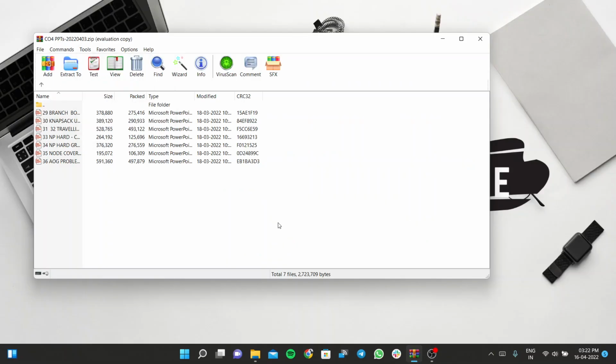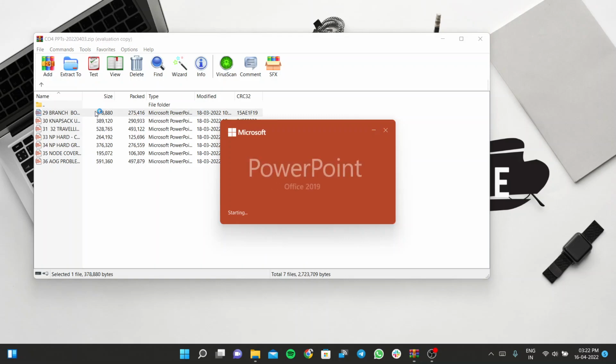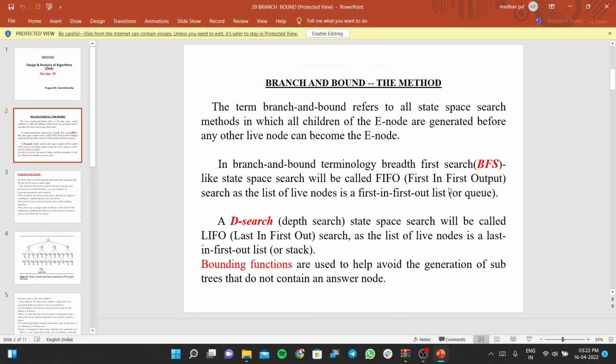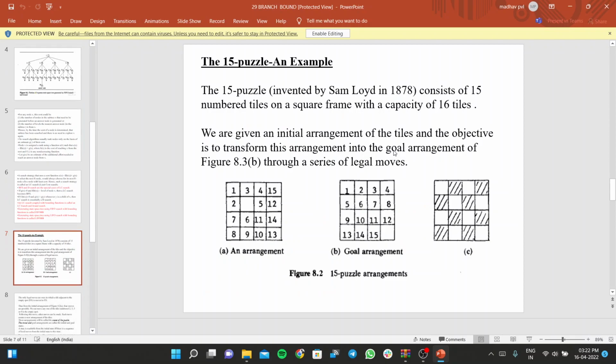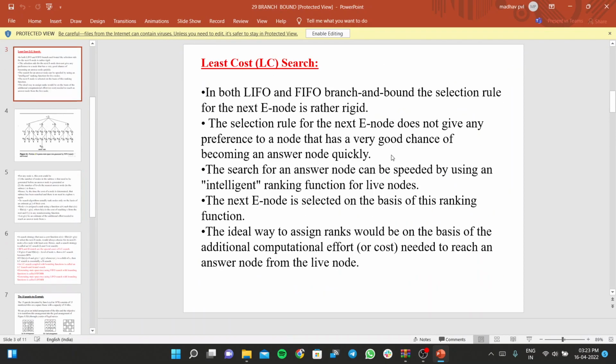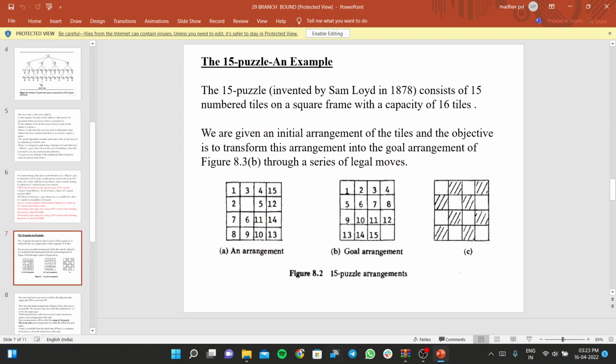Okay, now let us see CO4. CO4's first question is the branch and bound method. I think branch and bound is very familiar to everyone. In branch and bound, basically they will give this 15 puzzle example. I think this doesn't come in exams, but it is okay if you prepare. In the 15 puzzle you need to make 4 moves: up, right, down, left.